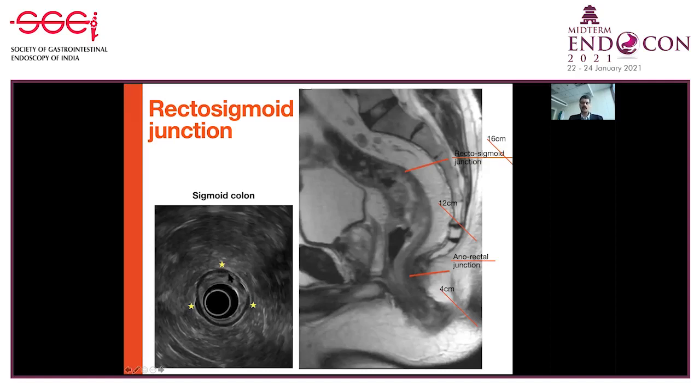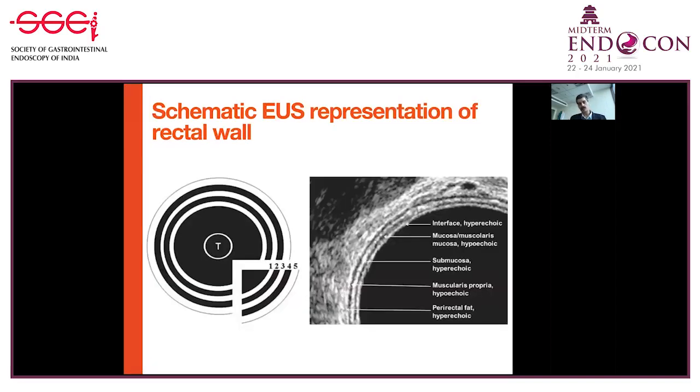The taenia coli are the condensed or bunched up longitudinal muscle on the outer side, the outer longitudinal muscle, while the inner circular muscle is concentric. So in the sigmoid, you can see the taenia coli when you collapse the lumen. And as you withdraw to the rectum, the two layers, the inner circular and outer longitudinal, become concentric as you descend down into the rectum.